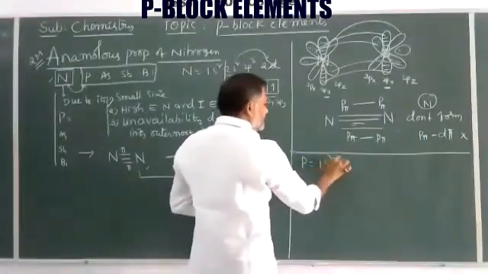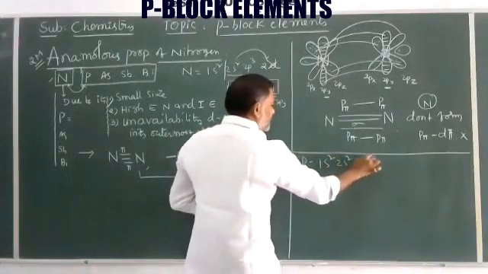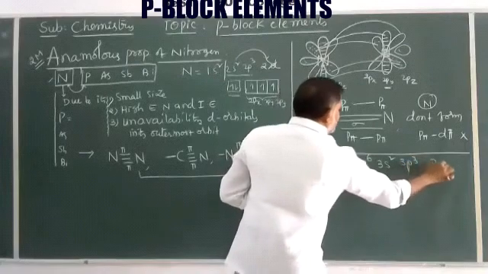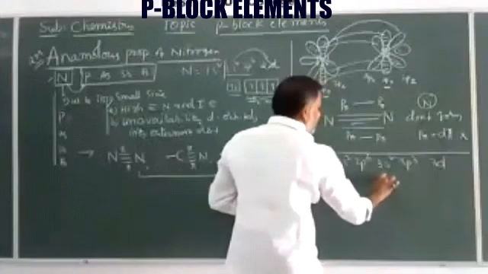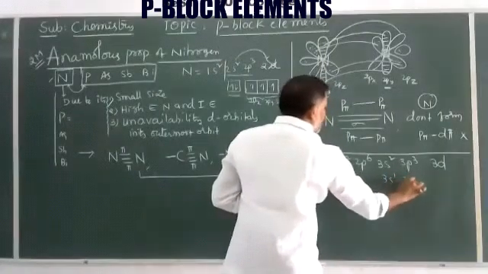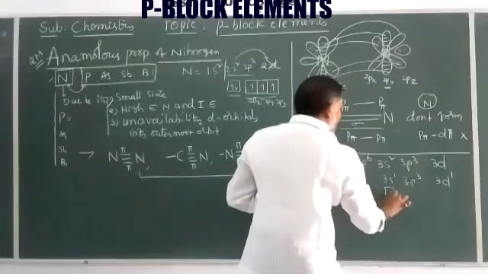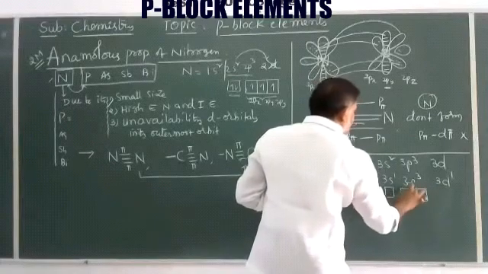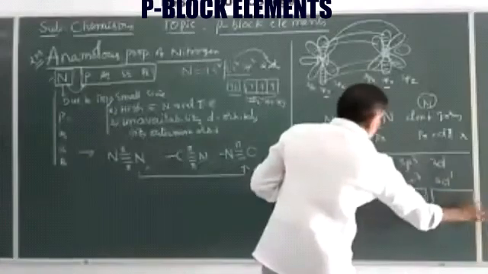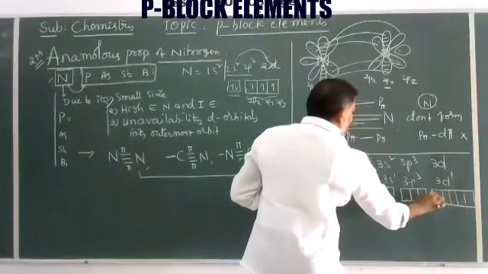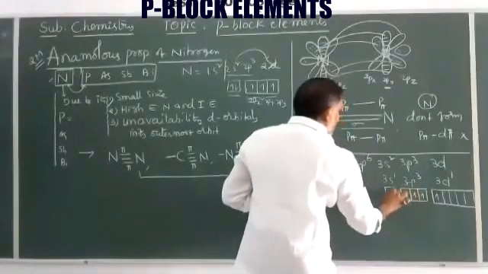that is 1s2, 2s2, 2p6, 3s2 and 3p3, 3d is there. In the first excited state, 3s1, 3p3 and 3d1. Here 1 electron, here 3 electrons and here 1 electron. It contains 5 degenerate orbitals. Here 1, here 3 electrons, here 1 electron.